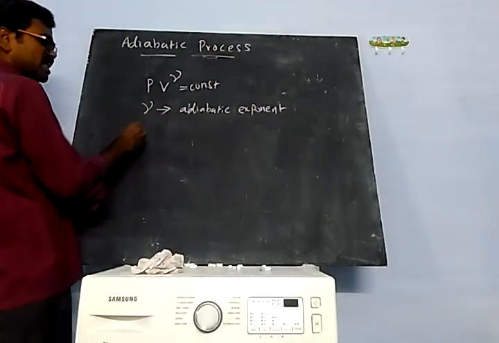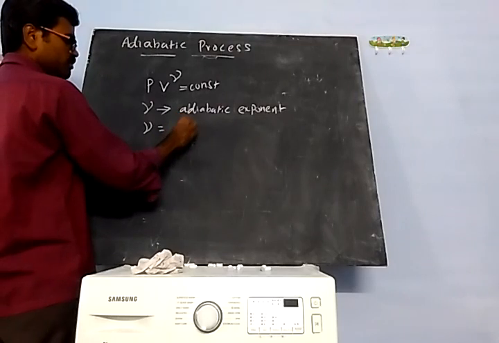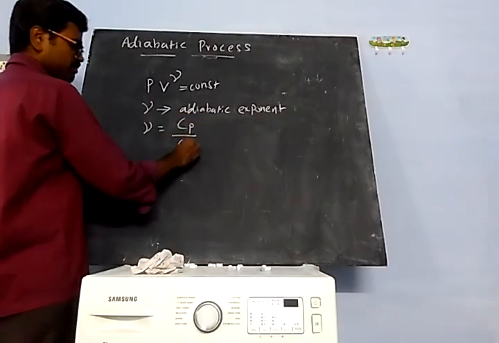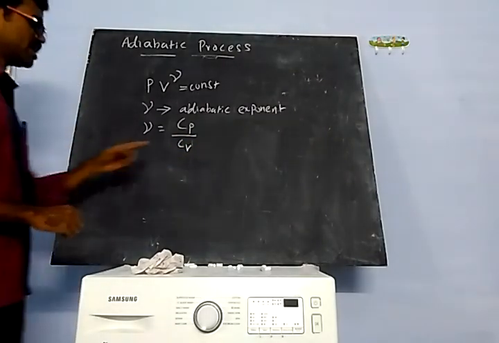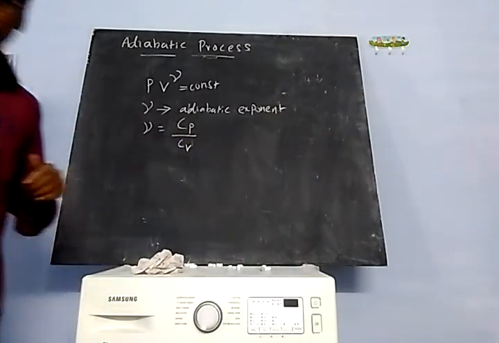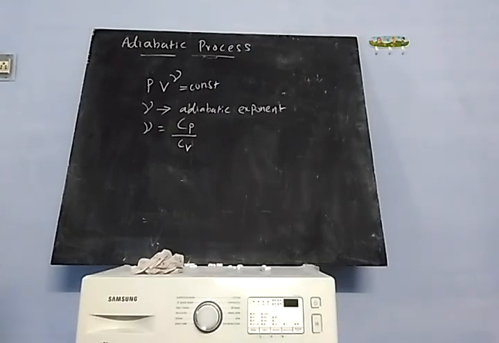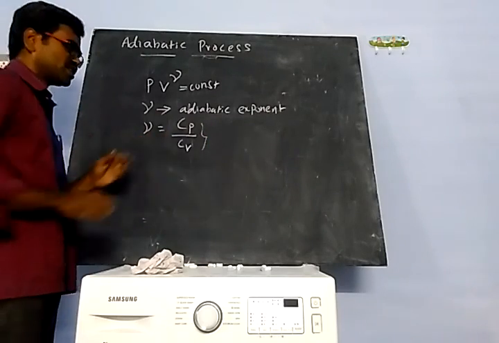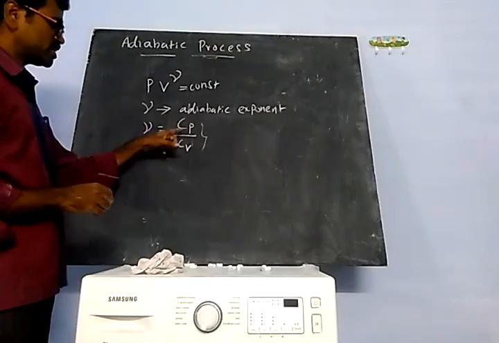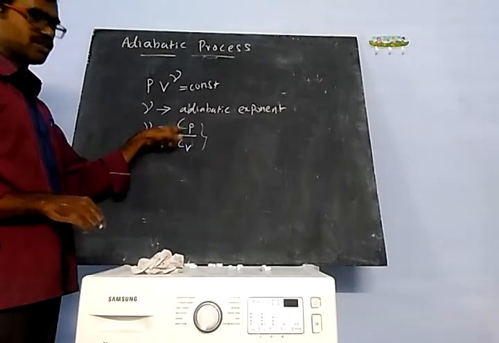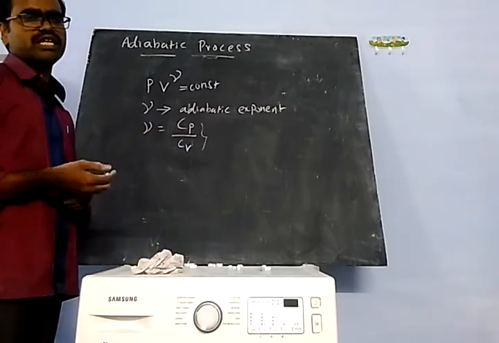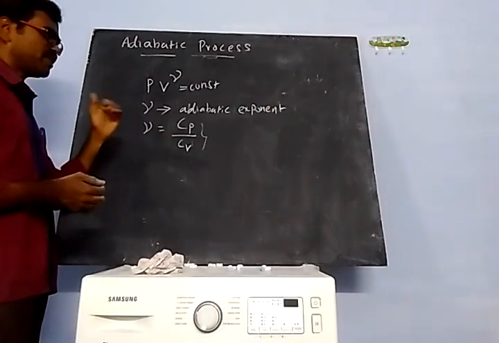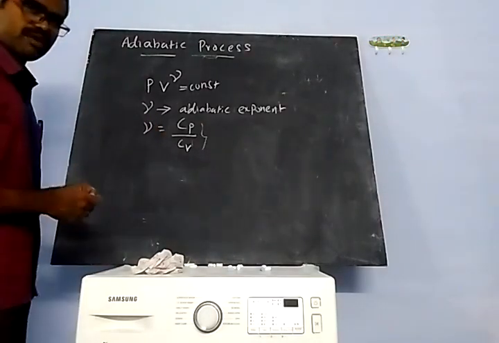This is defined as the ratio of specific heat capacity at constant pressure to specific heat capacity at constant volume. This ratio is called the adiabatic exponent. Cp represents the specific heat capacity at constant pressure, and Cv represents the specific heat capacity at constant volume. Gamma is equal to Cp divided by Cv. Do you understand?